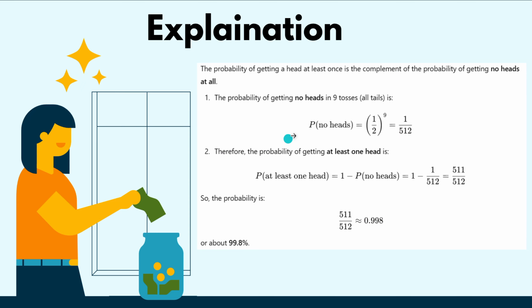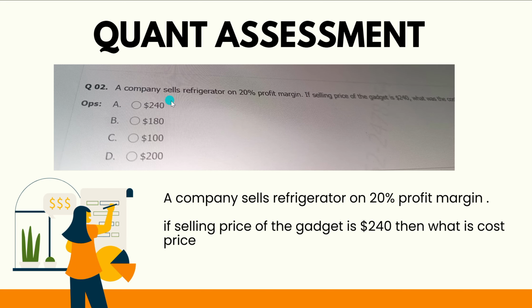And second question, a company sells a refrigerator at a 20% profit margin. If the selling price of the gadget is $240, what is the cost price? The company sells the refrigerator at a 20% profit margin. If the selling price of the gadget is 240, then what is the cost price they are asking, and these are the options given below. Before going to the explanation, pause the video and try for it. If you find the solution, then view the explanation.